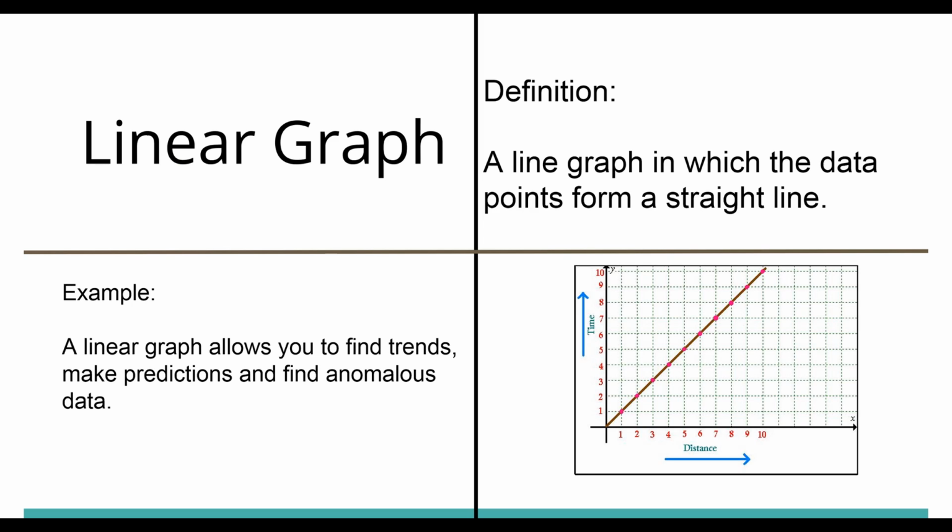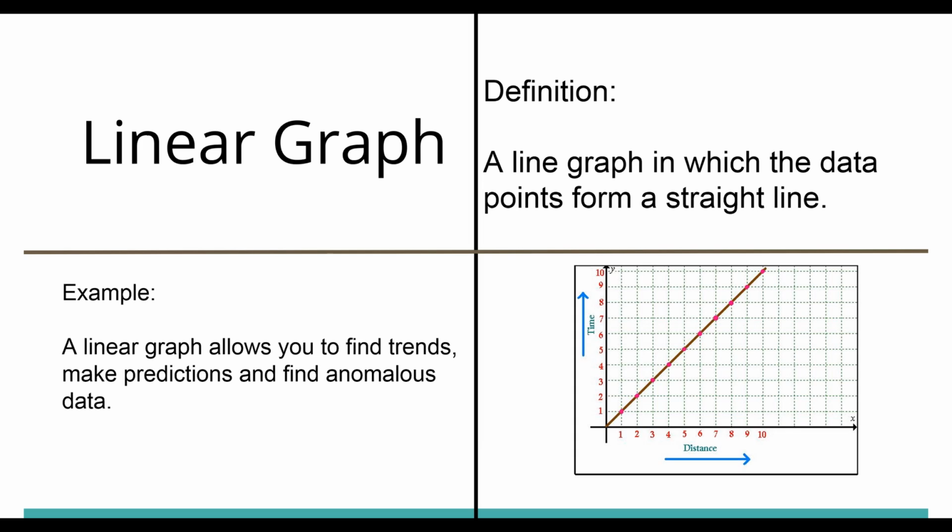That helps us in knowing that we have a line, but not all lines are straight, right? We could have a curved line, a bent line, all these different things. And so in this case, it's going to be a straight line, and that's what makes it a linear graph. It's a straight line. So a linear graph allows you to find trends, make predictions, and find anomalous data. And that's an example of why we would use a linear graph.